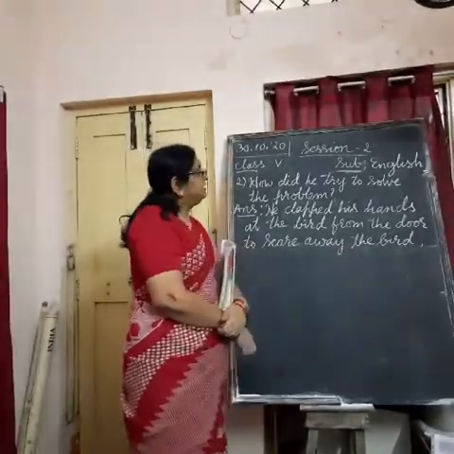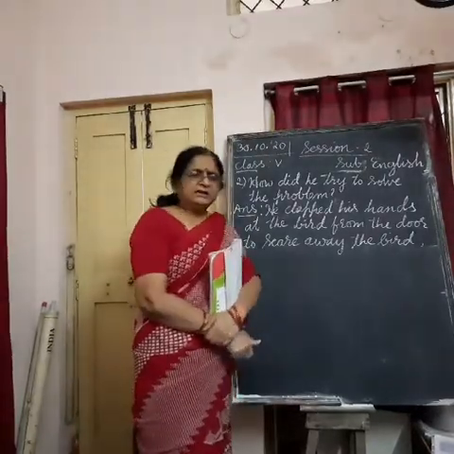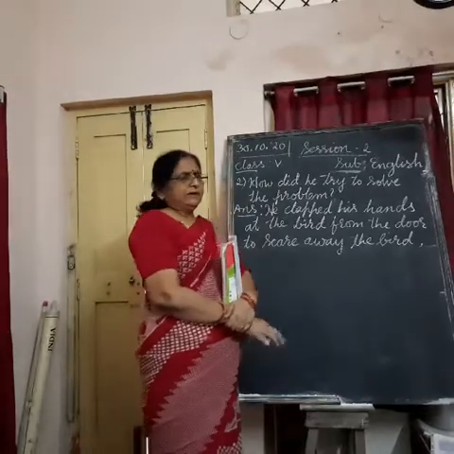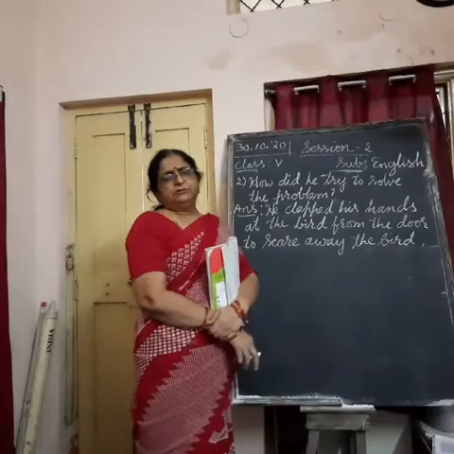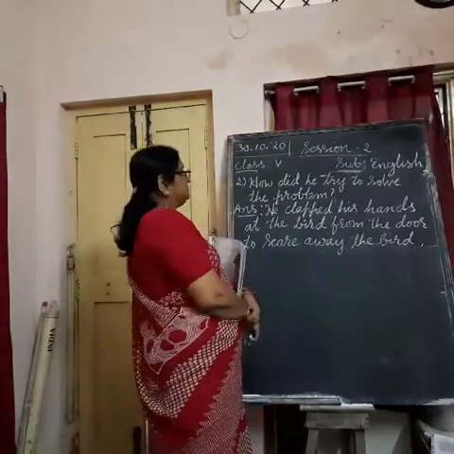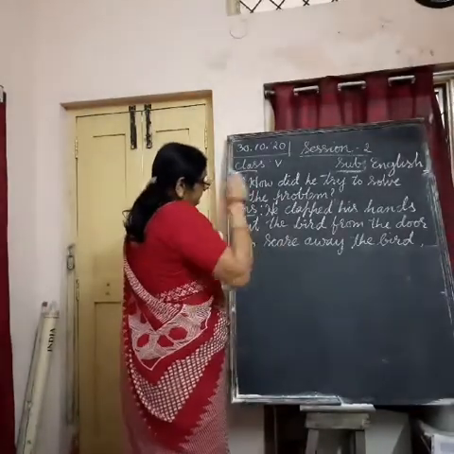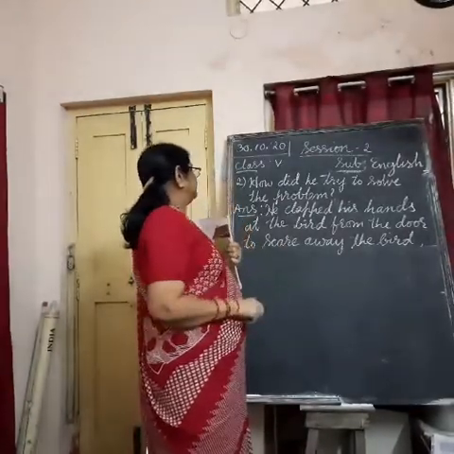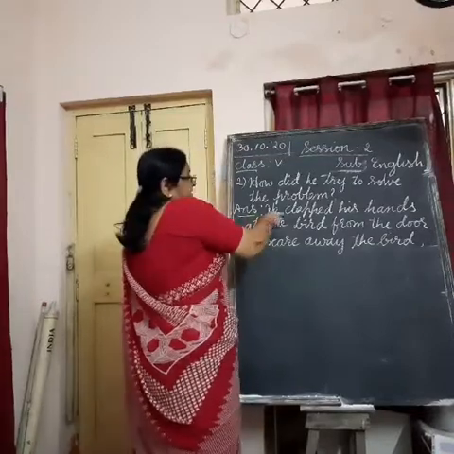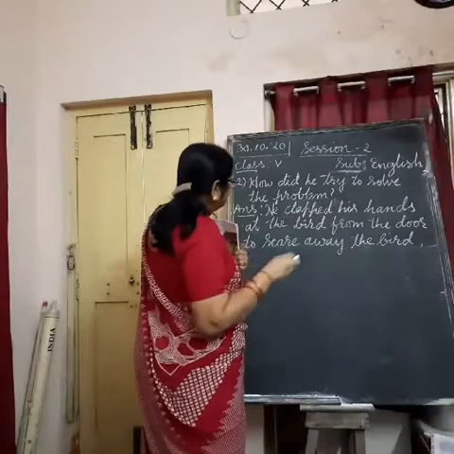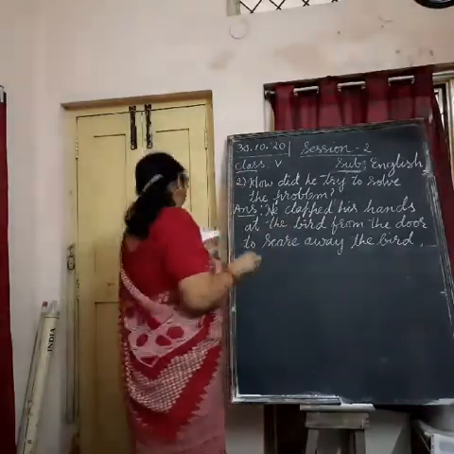Understand? How did he try to solve what problem he had got? Irritation of the bird song. How did he try to solve the problem? He wanted to scare away the bird. For that, what did he do? He clapped his hands from the door so that the bird would fly away. That is the thing he did for solving the problem. So, he clapped his hands at the bird from the door to scare away the bird.